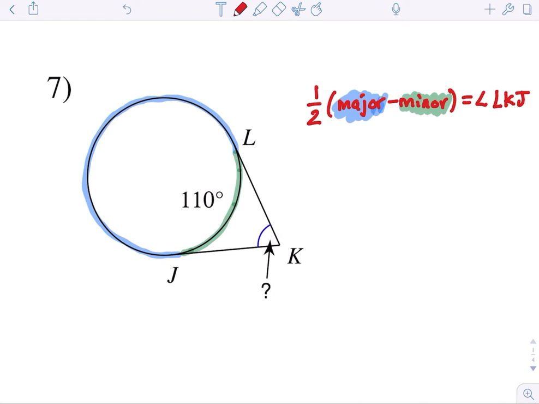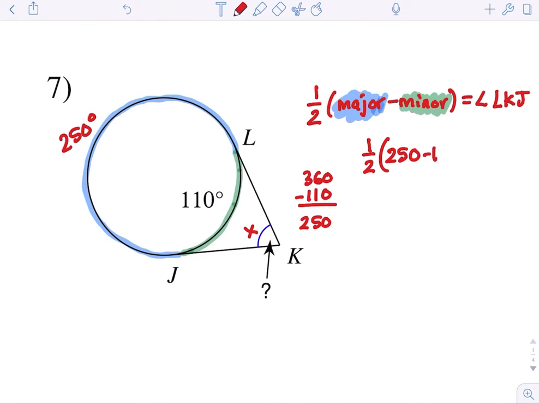Right? So in order to find the major arc, we have our minor arc, but we have to do the whole circle, 360 degrees minus 110, to get 250 degrees. Okay, so 1/2 the major, which was 250, and we're solving for that angle, x.